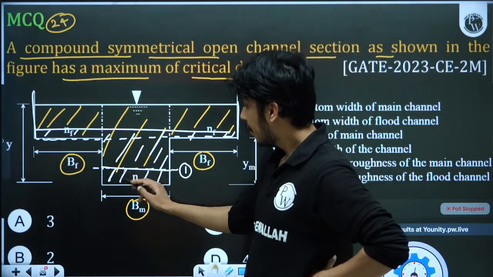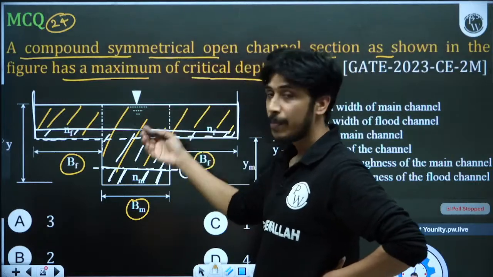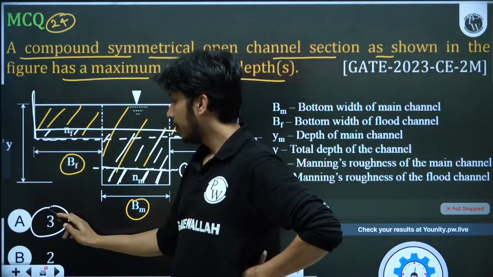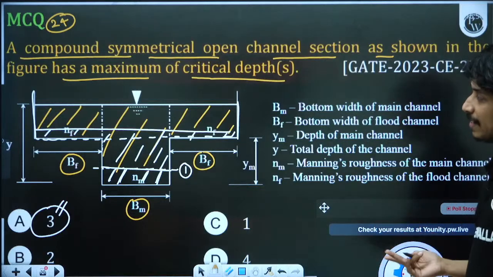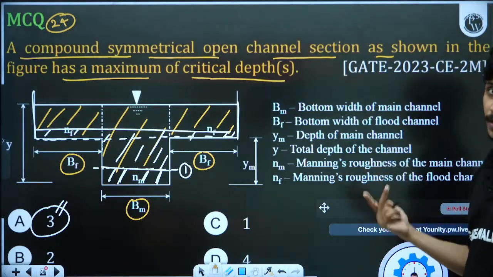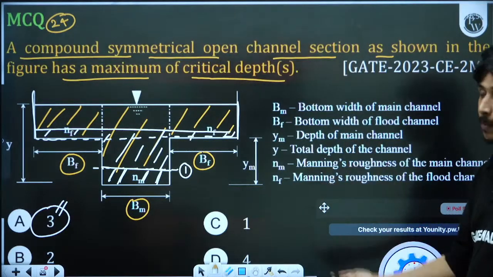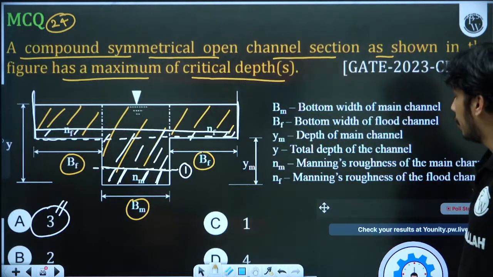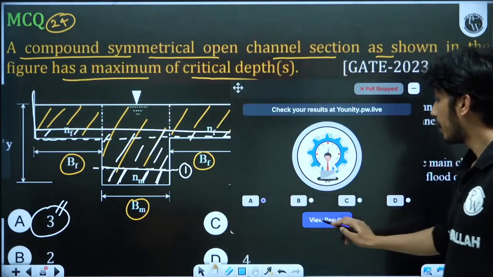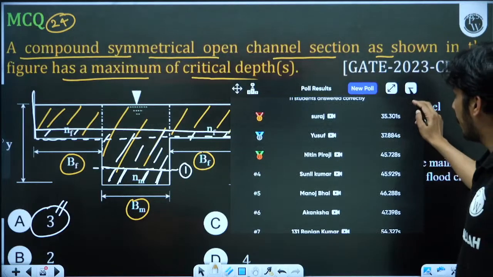So first this is the one critical depth, and it is changing 2 times, plus 1, so the answer will be 3. It is changing its characteristic 2 times, so plus 1 more critical depth, because at the last, when it is increasing, it will also have one more critical depth. So overall 3 critical depths are there. 91% have given the correct answer.